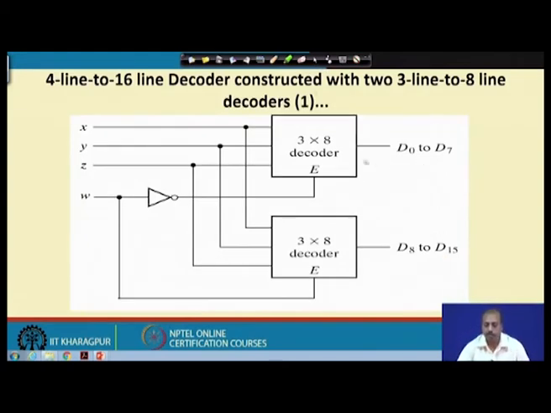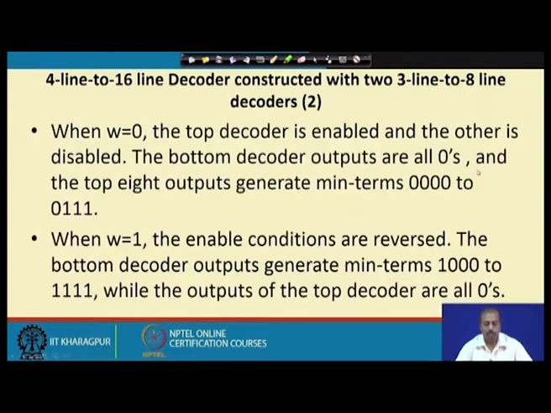Next we will be looking into how I can get 4 lines. So, this is the description of that 4 to 16 line decoder. When w equals 0, the top decoder is enabled and the other is disabled, and the bottom decoder outputs are all zeros because the enable input is 0, and the top 8 outputs generate min terms 0000 to 0111.